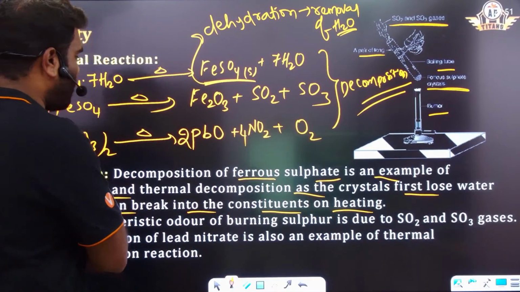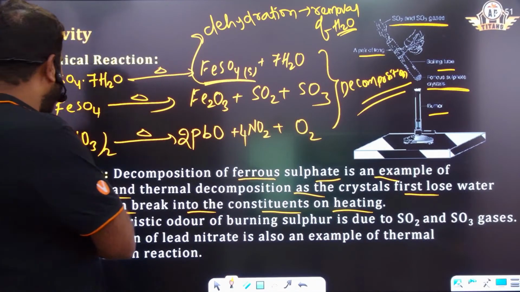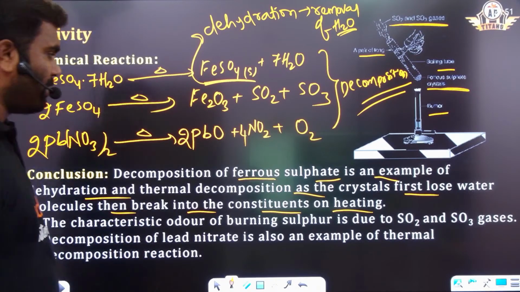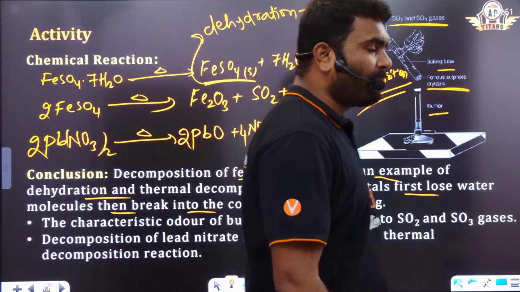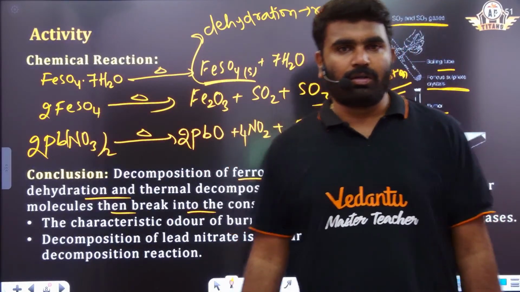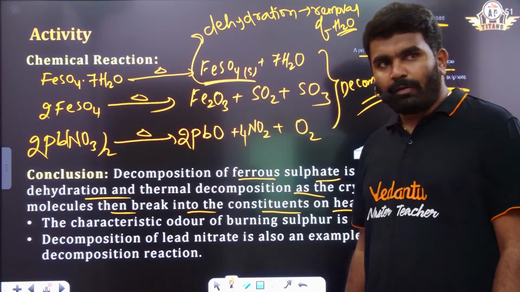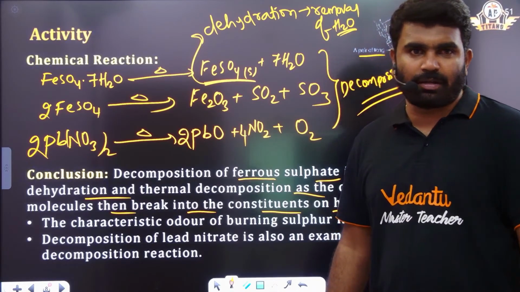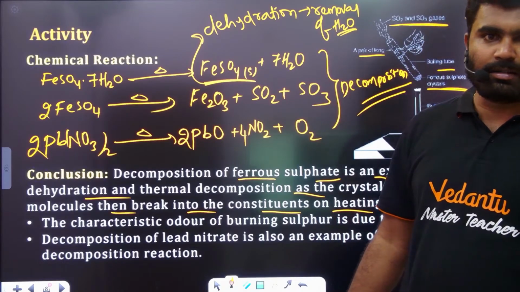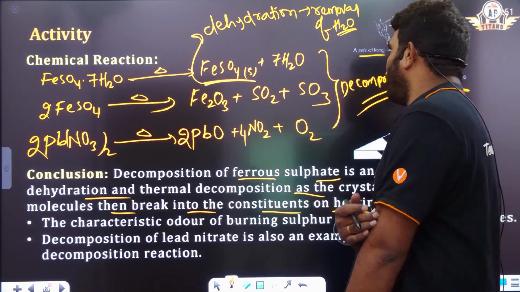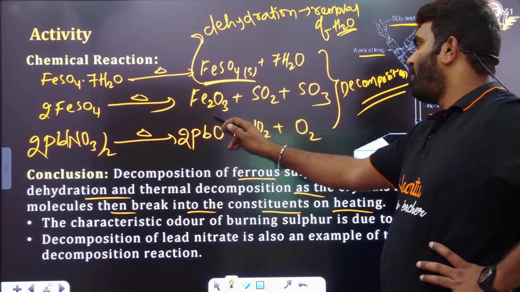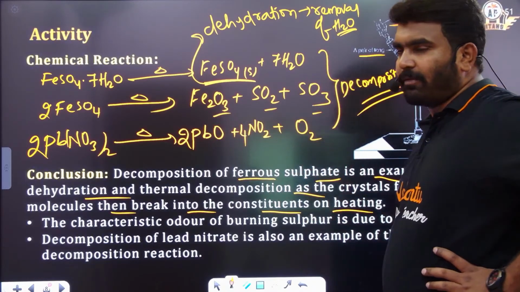Okay, so decomposition of what, beta? Ferrous sulfate, which is an example of dehydration and thermal decomposition. Thermal decomposition as crystals, what will happen, beta? First lose... ఫస్ట్ ఈ యాక్టివిటీస్ ఎందుకు చెప్తా ఉన్నానంటే వీటి నుండి కూడా క్వశ్చన్స్ వచ్చే ఛాన్సెస్ ఉంటాయి. ఓకేనా. సో ఐరన్ సల్ఫేట్ డీహైడ్రేట్ అయిపోయి ఏమవుతుంది మనకి Fe2O3 అండ్ సల్ఫర్ డయాక్సైడ్ అనేది ఫామ్ అవడం జరుగుతుంది.